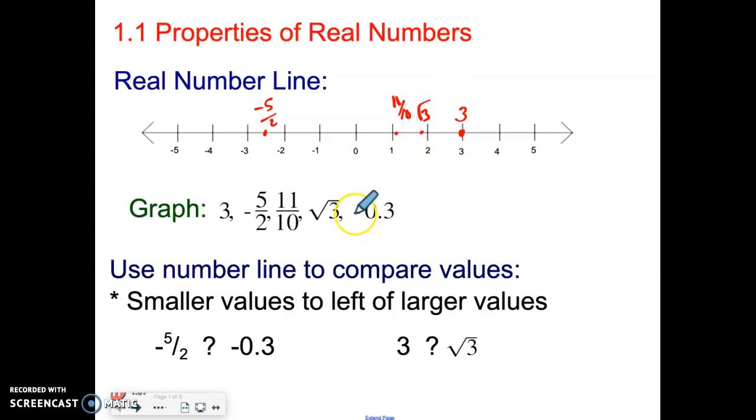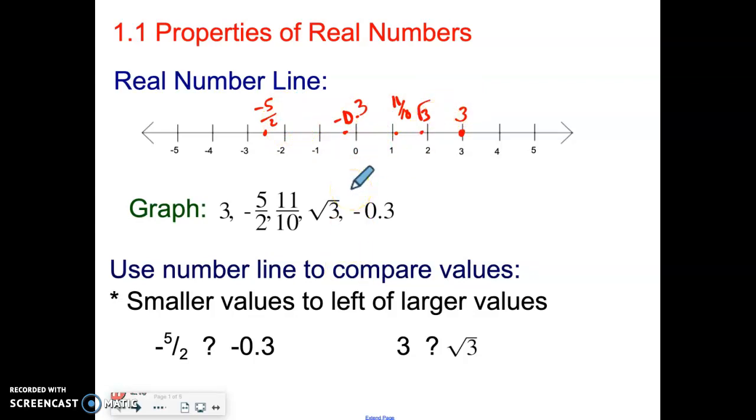Here I'm going to go to -0.3. Okay, that's going to be between 0 and -1, but closer to 0. So I'm going to put that dot about right here. So now I've labeled it, and if I wanted to, I could now list them in order. It's easy to list them in order now that I've put them on the number line, from smallest to largest.